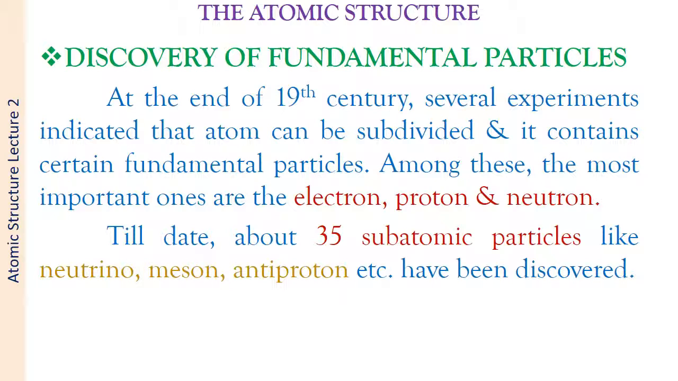By the end of the 19th century, several experiments were being done, and these indicated that the atom can be subdivided and contains certain fundamental particles. Chiefly, the three fundamental particles of the atom were the electron, proton and neutron. But to date, about 35 subatomic particles have been discovered. For example, we have neutrino, meson, antiproton. There are 35 of them. But these are not in our syllabus. So we will be focusing our study basically on the electrons, protons and neutrons.